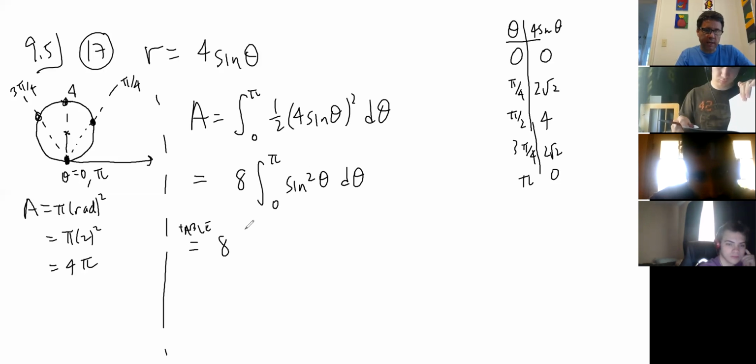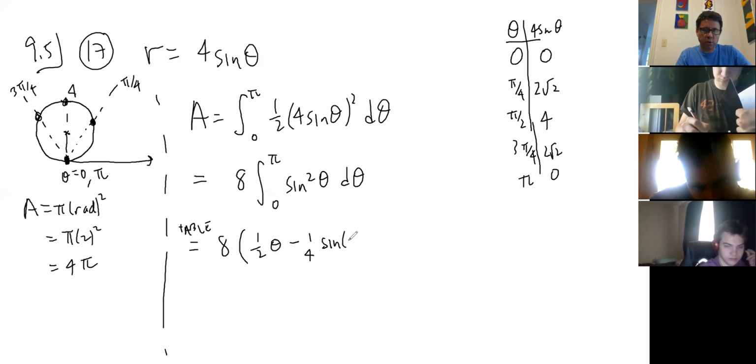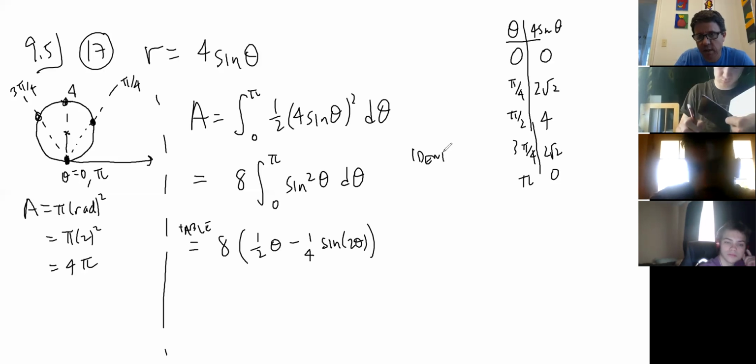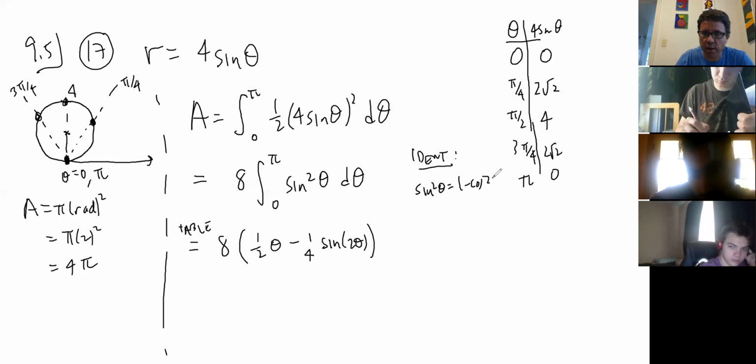this would be 8 times 1/2 theta minus 1/4 of the sine of 2 theta. Again, this comes from a basic identity, that sine squared is equal to 1 minus cosine 2 theta over 2. So it's a double angle formula identity in order to get this. You just substitute that in and integrate. And we plug in 0 and pi.